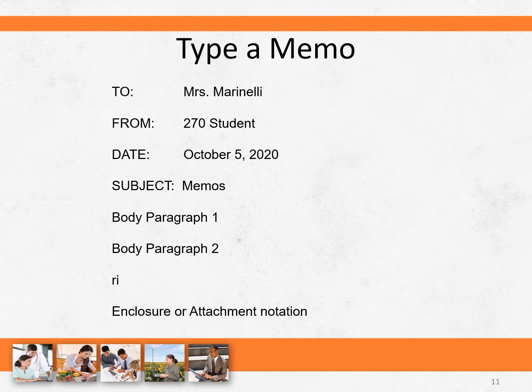And the body is single space with a double space between. So you'll enter twice when you start a new paragraph. You'll enter twice between the last line of the body and the reference initials. My initials are RM, so I would put a lowercase r and a lowercase m. And if I'm sending an attachment or an enclosure with it, I would double space and type Enclosure or Attachment, whichever it is. Sometimes people will say what it is. So, Attachment: document to be signed and returned.